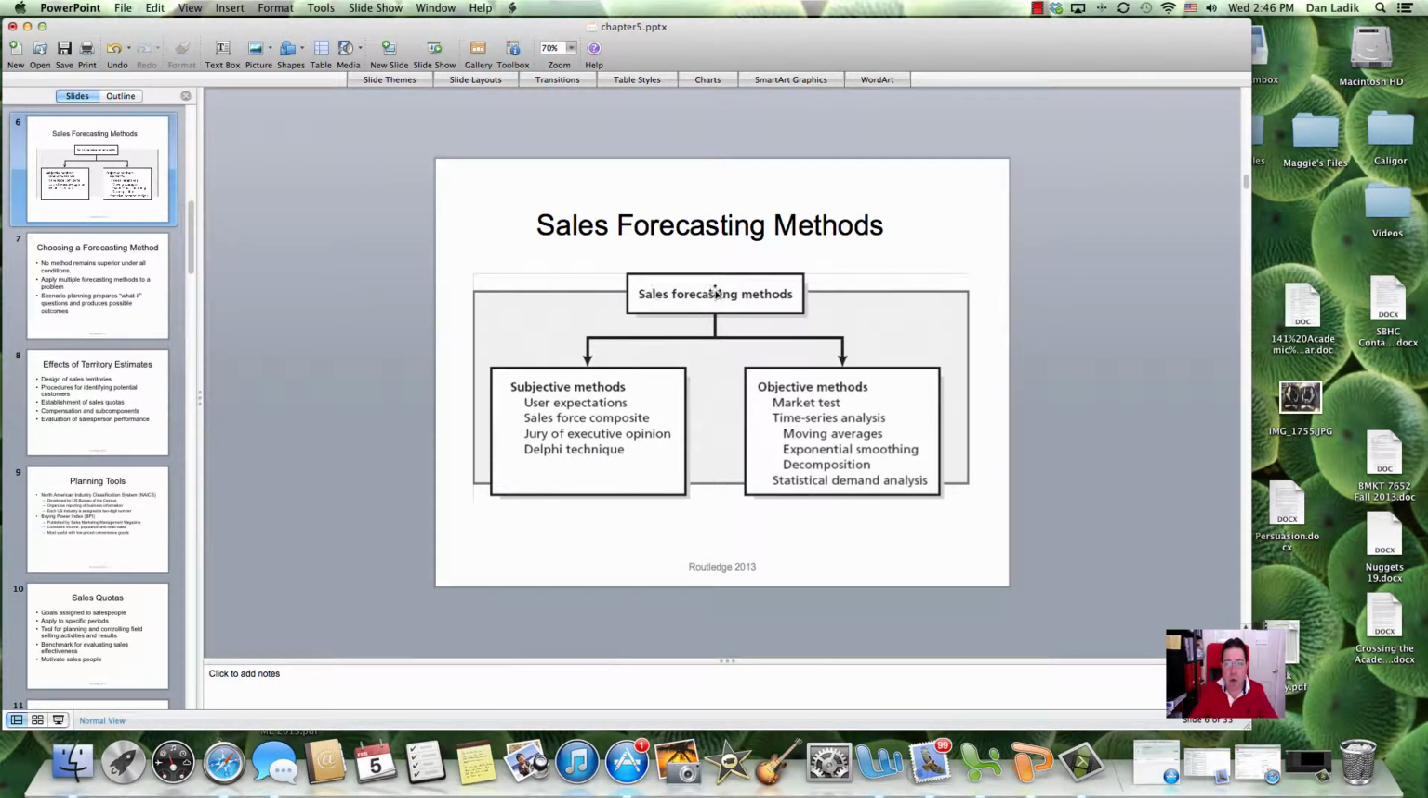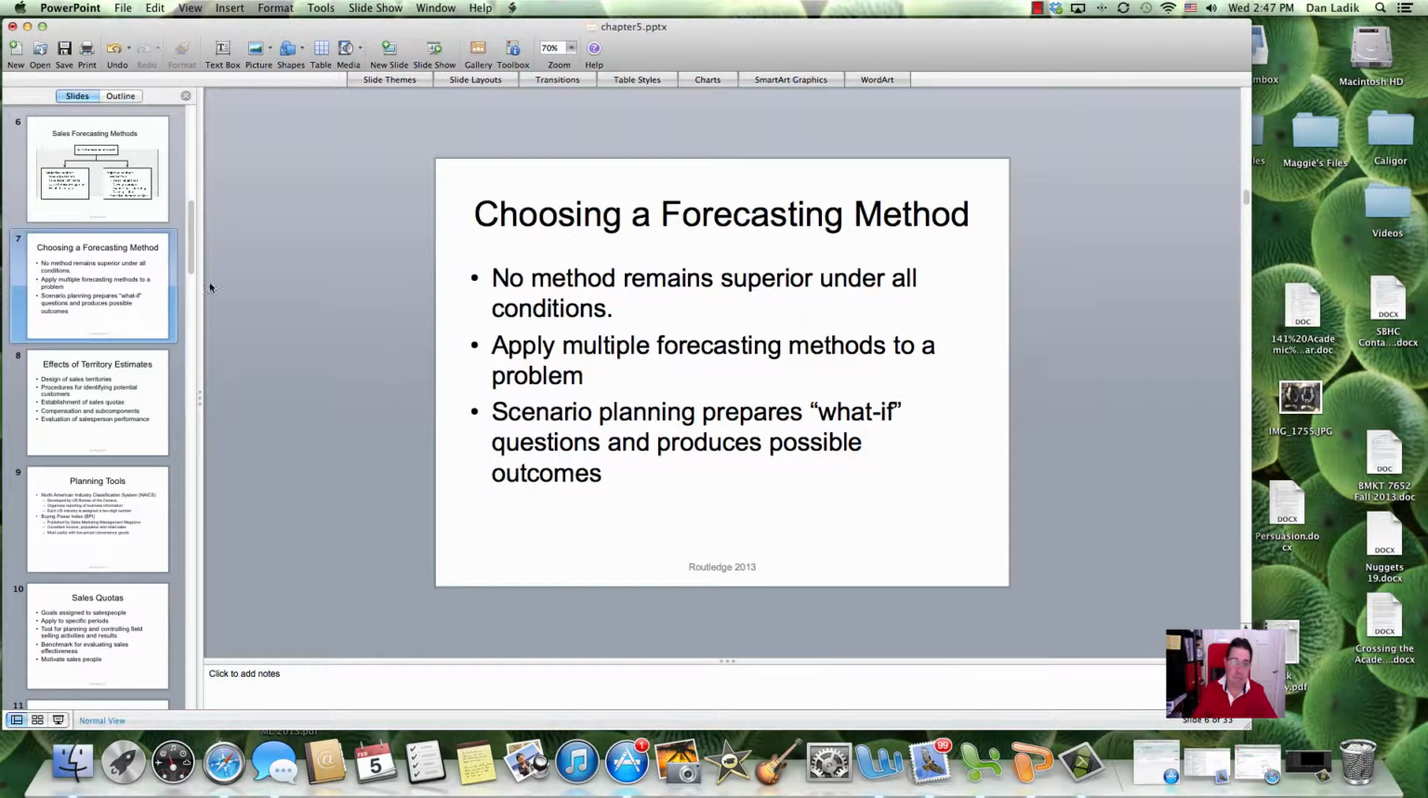So when we're talking about our sales forecasting methods, we have subjective ones and we have objective ones. That's the way I would like you to think about it right now. Subjective means we have the managers and or the sales force come up with the forecast. Objective ones is we use statistics. We use some kind of a formula and we come up with a number that has less subjectiveness to it. It's more mathematical. No one method is really superior under all conditions.